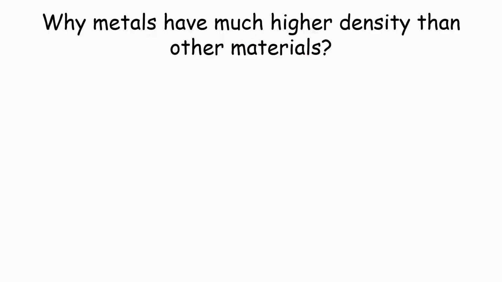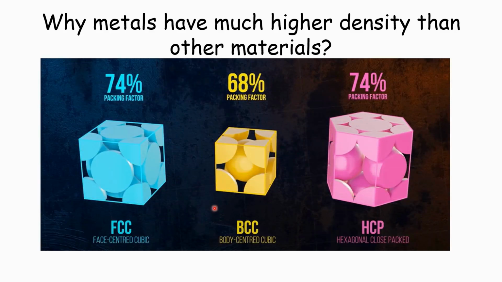So why do metals have a much higher density than other materials? One of the factors that can contribute to this is the close packing factor. The close packing factor contributes to the high density of metal compared to polymer. If we look at the picture here, FCC has a 74% packing factor. BCC has a 68% packing factor, and for hexagonal close packed material, the packing factor is 74%.